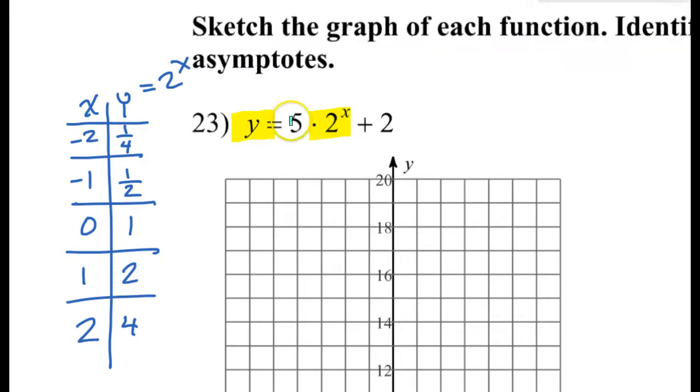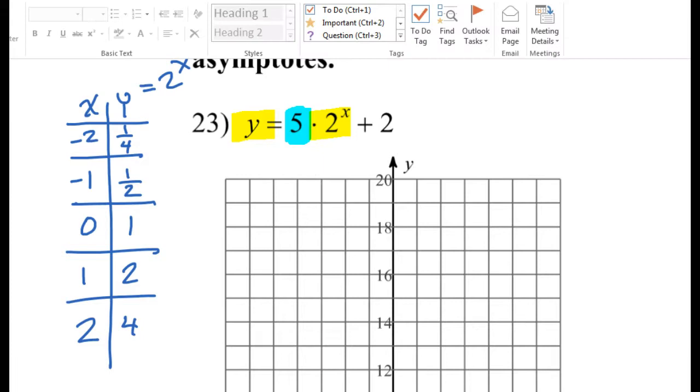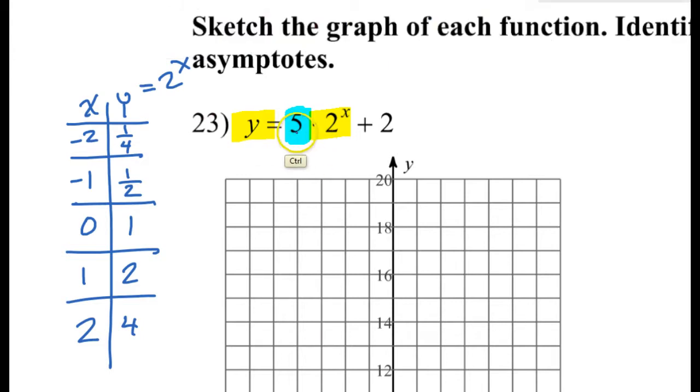Now, I want to go ahead and do this transformation on the chart. I won't do the +2 on the chart, but I'm going to do the 5 on the chart. Okay, this 5 is affecting the y values, a vertical stretch. So when I have a number in the front like that, I'm going to make a new y column.